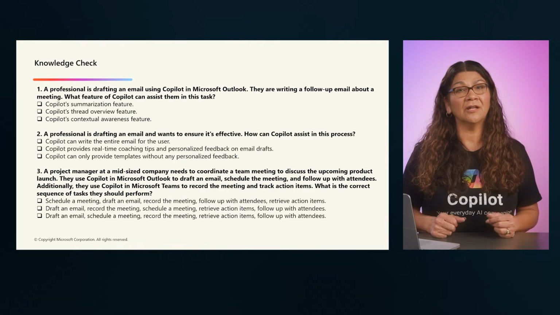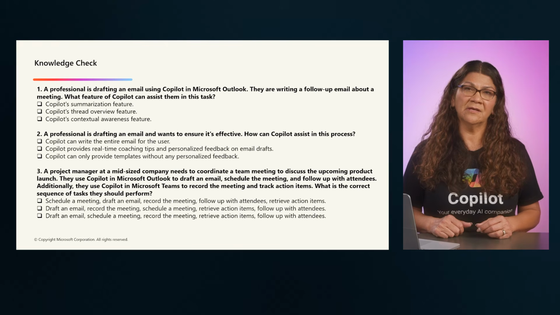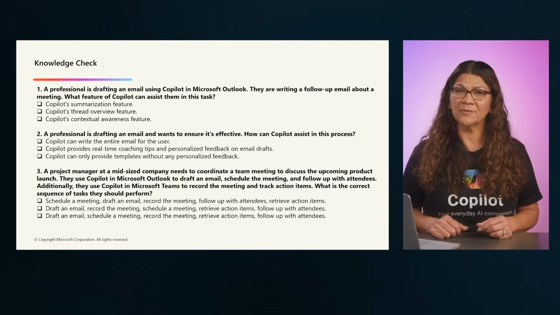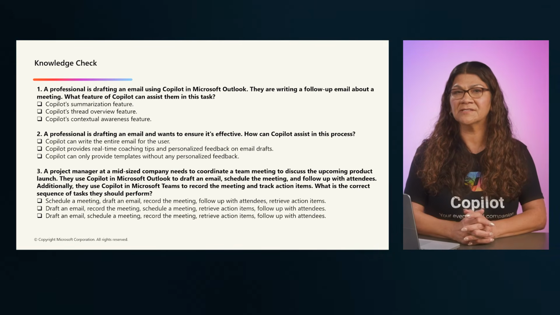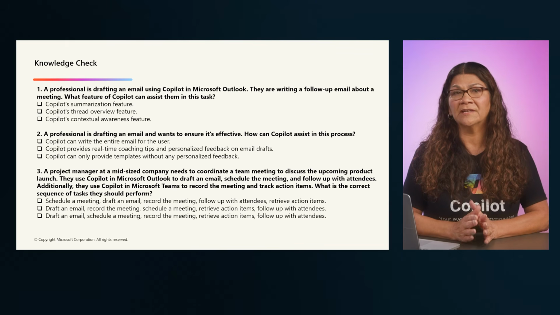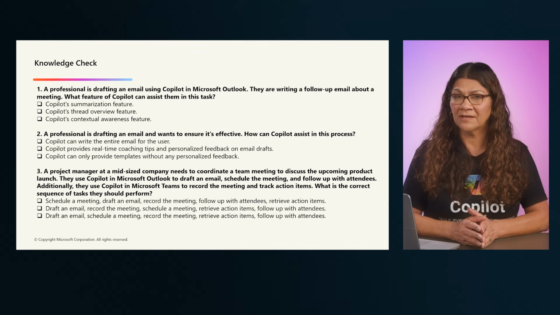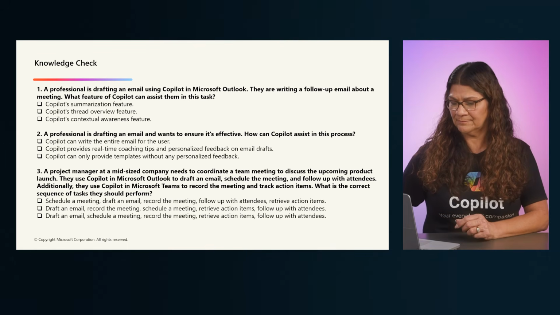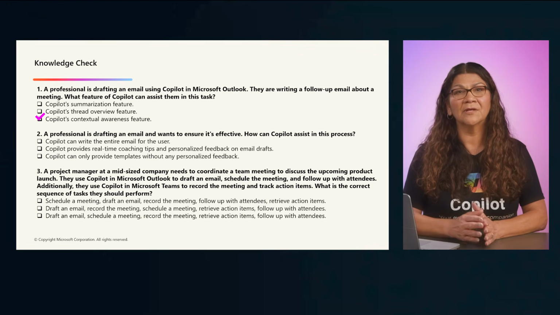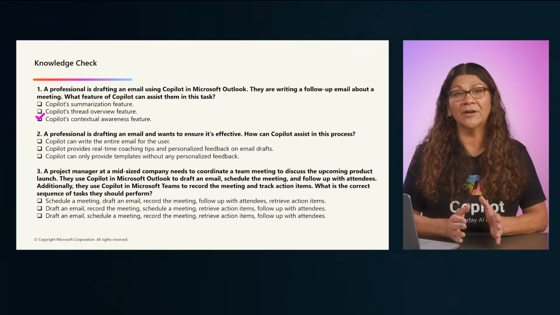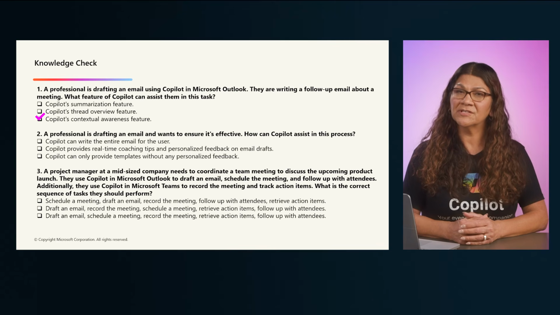Now it's time for our knowledge check. Question 1. A professional is drafting an email using Copilot in Microsoft Outlook. They are writing a follow-up email about a meeting. What feature of Copilot can assist them in this task? Answer: Copilot's contextual awareness feature.